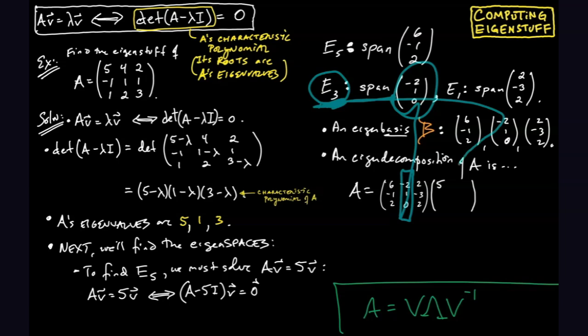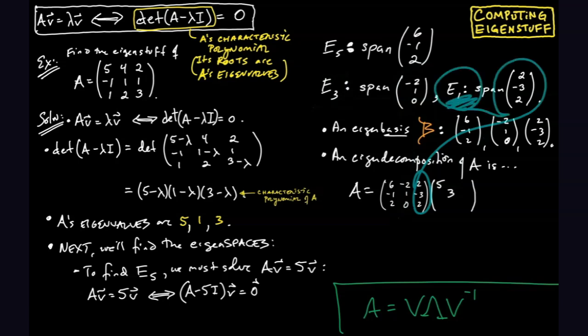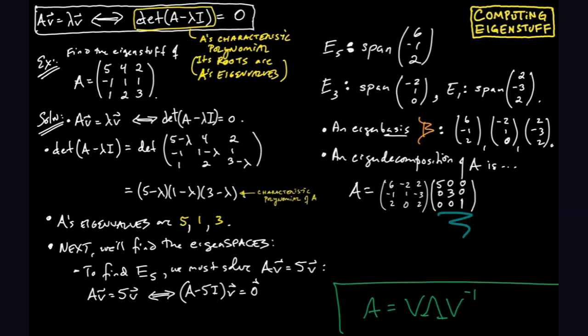So that means the second entry on the main diagonal will be 3. And of course, the last entry is going to be 1. We do have to make sure that those match up correctly. Otherwise, the eigendecomposition will not actually work. The product won't be equal to A. All right, this is a diagonal matrix, so all the other entries are zeros.